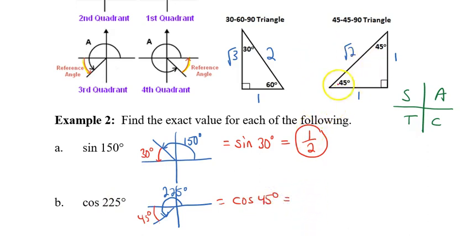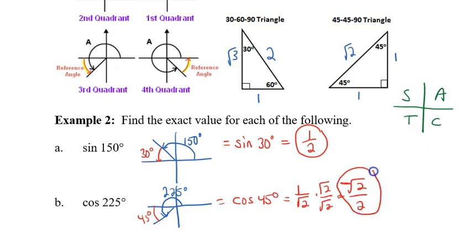So I look on my 45, 45, 90 degree triangle, and the cosine is adjacent over hypotenuse, so I have 1 over the square root of 2. I do have to rationalize there, so I get the square root of 2 over 2, and then I need to decide if I'm positive or negative. My original angle that I'm trying to figure out is in the third quadrant. In the third quadrant, tangent and cotangent are positive and everything else is negative. Since I'm finding a cosine, that means it should be negative. So negative square root 2 over 2 would be my answer.